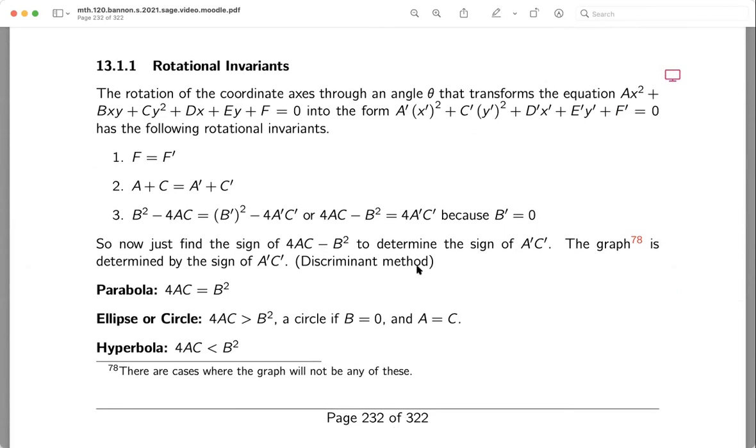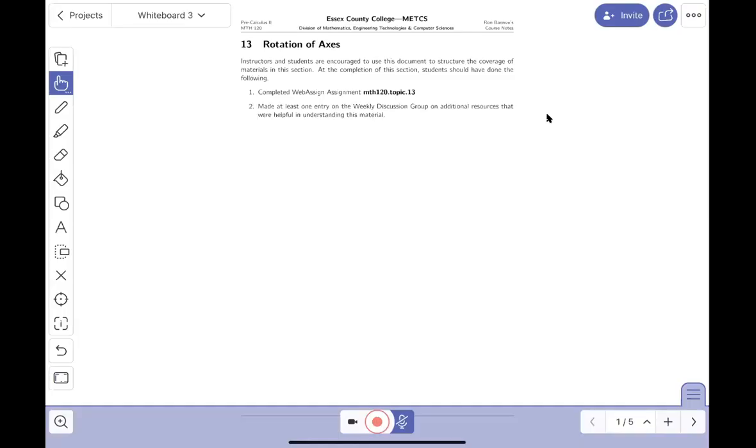So let me do a new share. I'm going to do a whiteboard. Give it a second to warm up, and I'm there. All right. Where are we? We're on the rotation of axes. So let me take a look.